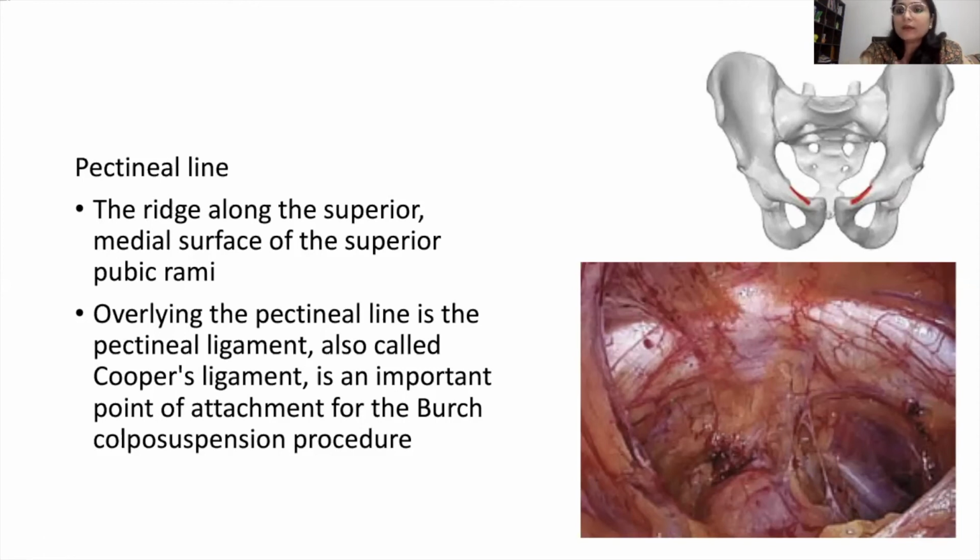Now, in this era, the importance of mid-urethral slings is being questioned, and in many countries, mid-urethral slings are not being used anymore. Burch colposuspension is the next surgery which is very commonly performed for urinary incontinence. It is a very good time-tested procedure. It has a learning curve in both open and laparoscopic methods, but has stood the test of time. So if you're doing a Burch colposuspension, you need to know the location of Cooper's ligament. So Cooper's ligament attaches on the pectineal line.